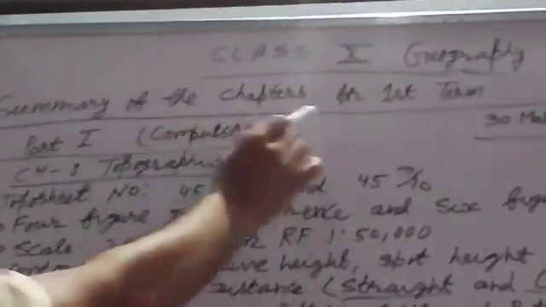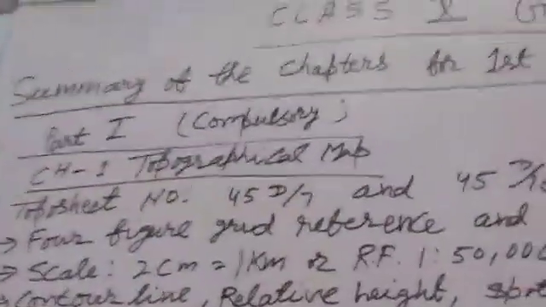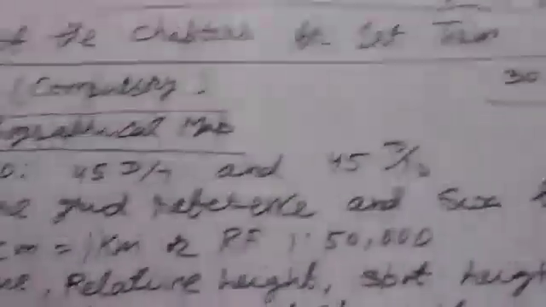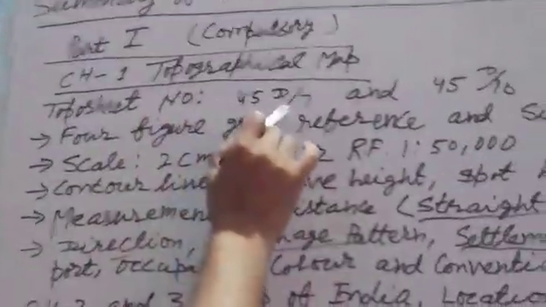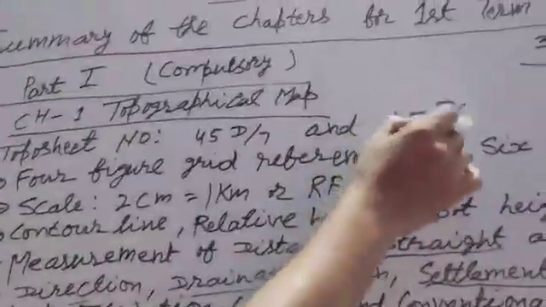Class 10 Geography. Summary of the chapter for first term. Part 1 compulsory, 30 marks. Chapter 1 topographical map. In this chapter you will learn about topo sheet number 45/7 and 45/10.